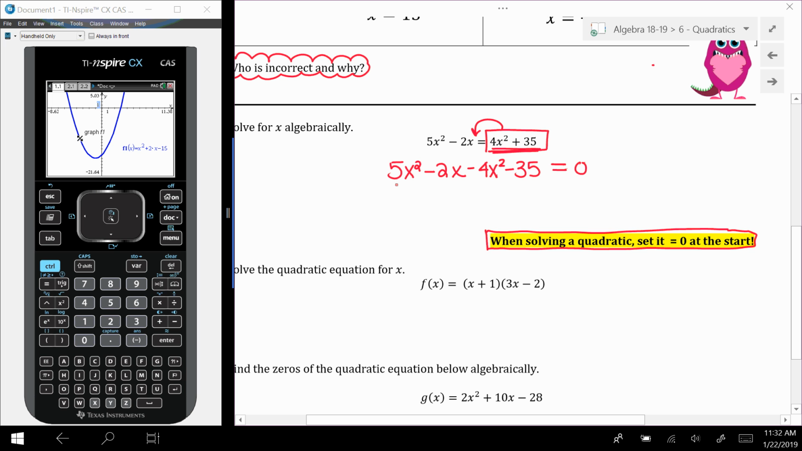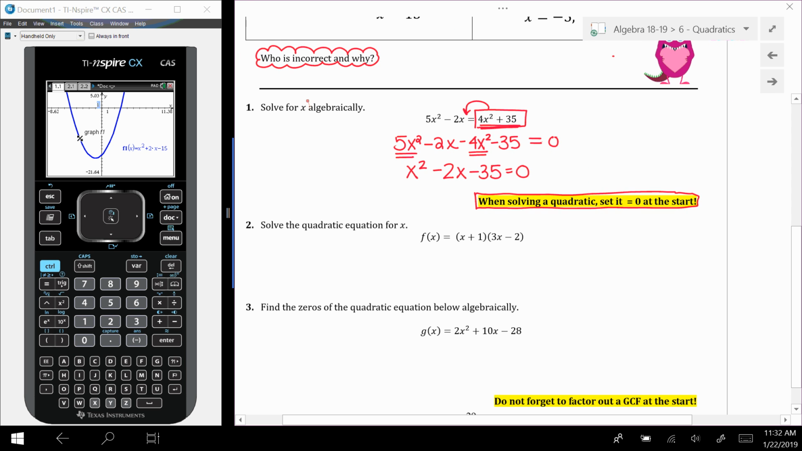The next thing I need to do when solving this quadratic is combine like terms. We've done this a bunch of times. 5x squared minus 4x squared is x squared, minus 2x, minus 35, and that is equal to 0. It is important, guys, when you get a question, that you read how they want you to solve it. Notice how it says algebraically. Ways you can solve algebraically would pretty much be factoring right now. That's all we know. We're going to learn a lot of different ways to solve quadratics algebraically, but for now, factoring is what we need to do.